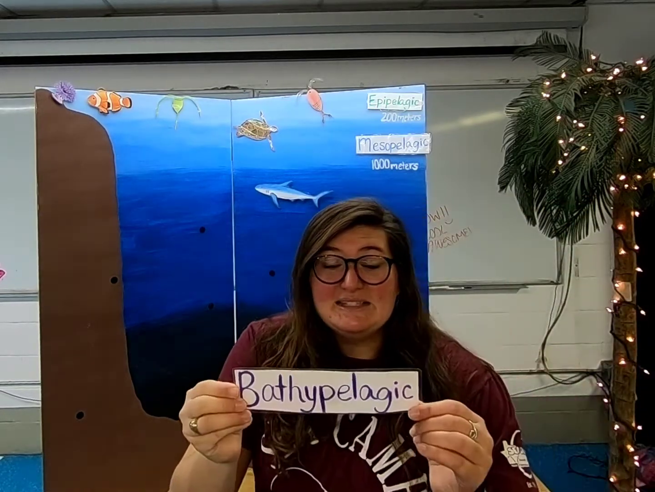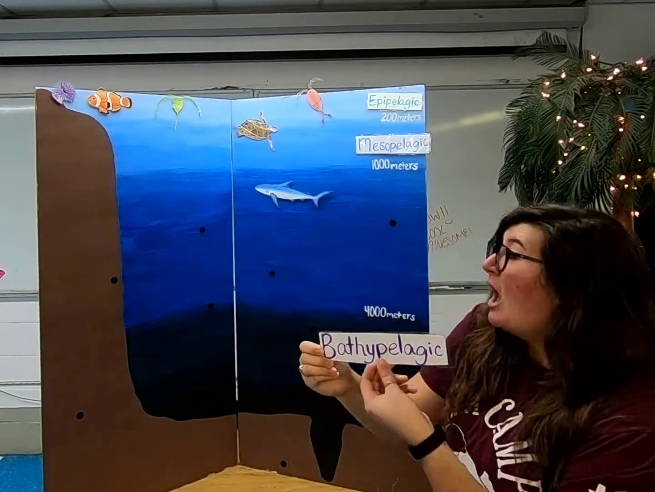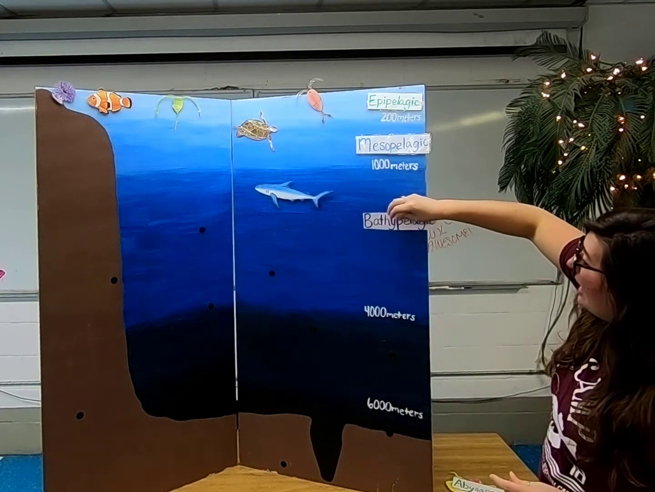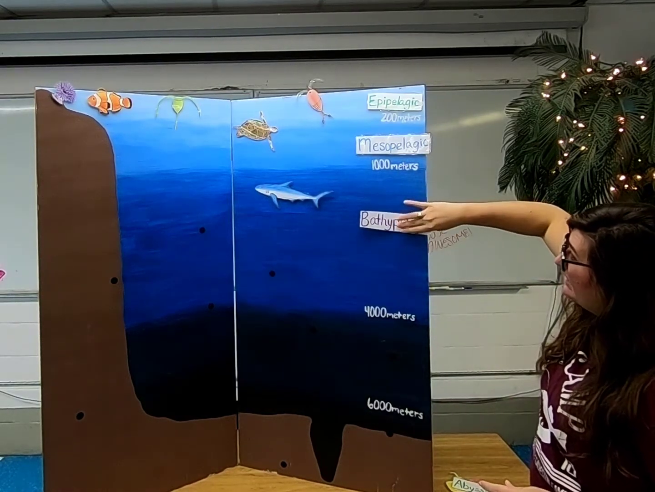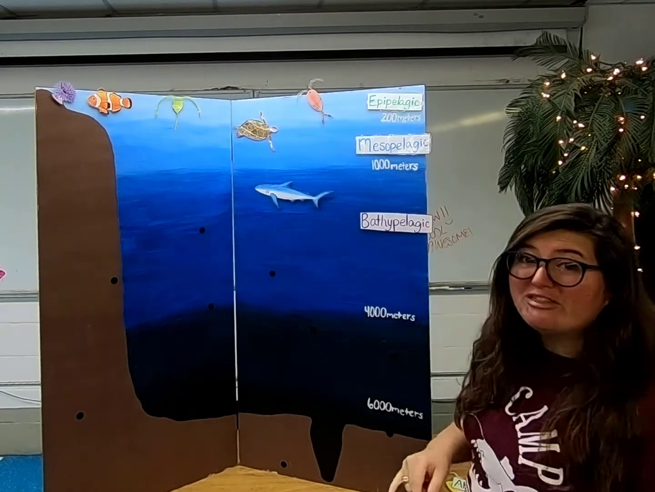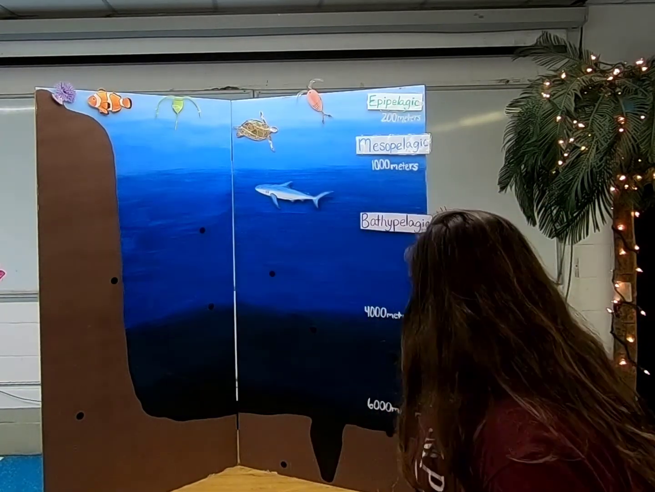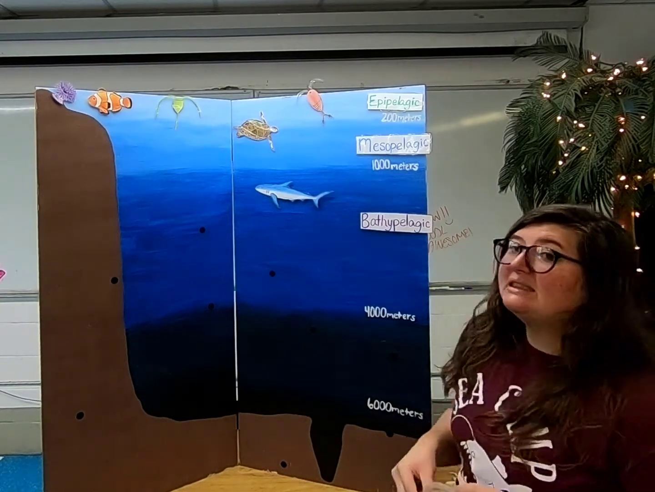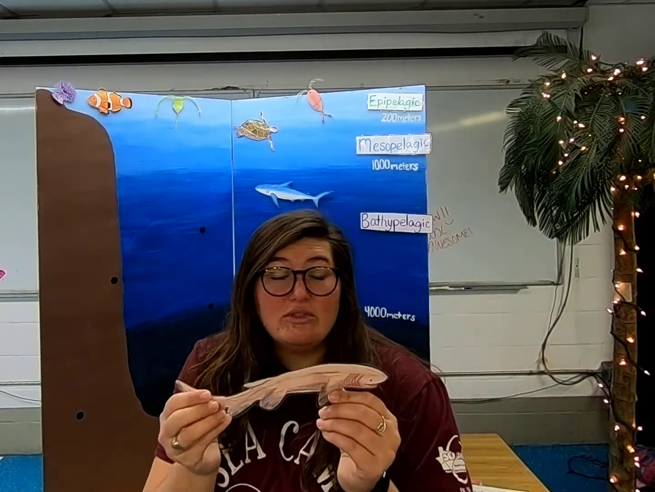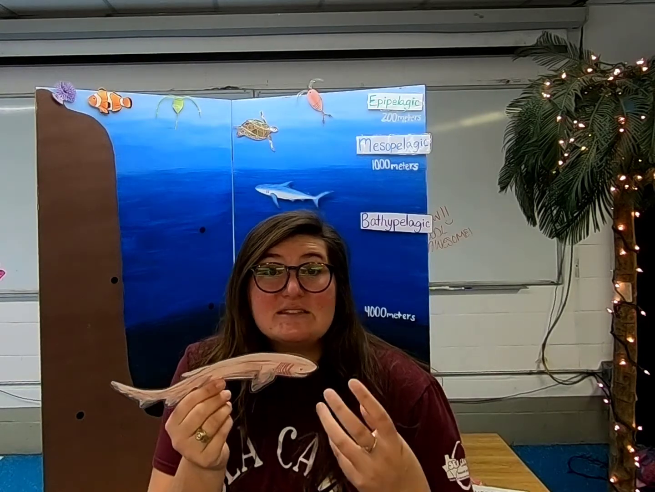And the next is the bathypelagic zone. So our bathypelagic zone is our midnight zone of the ocean. That's its common name, and it's all the way down to about 4,000 meters, okay? And in this zone, you're going to start to see animals, like I said, that have adaptations to live without light. This is the frill shark.